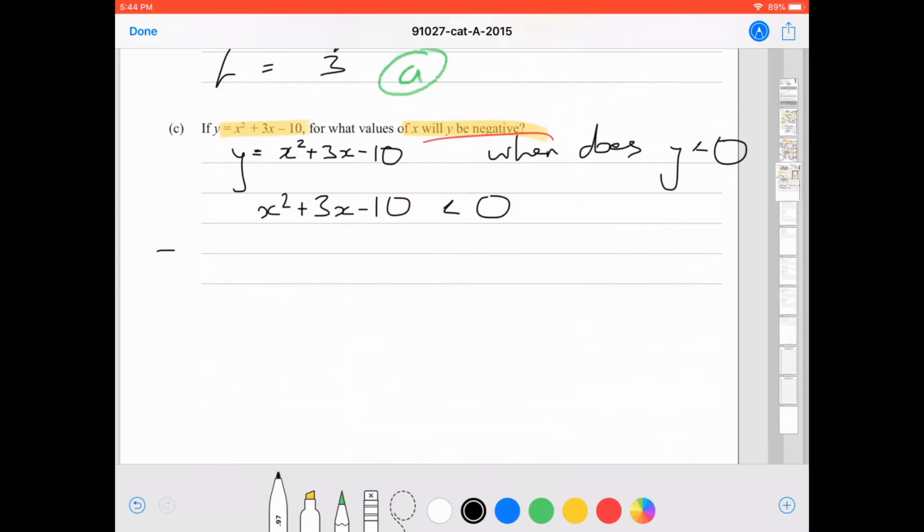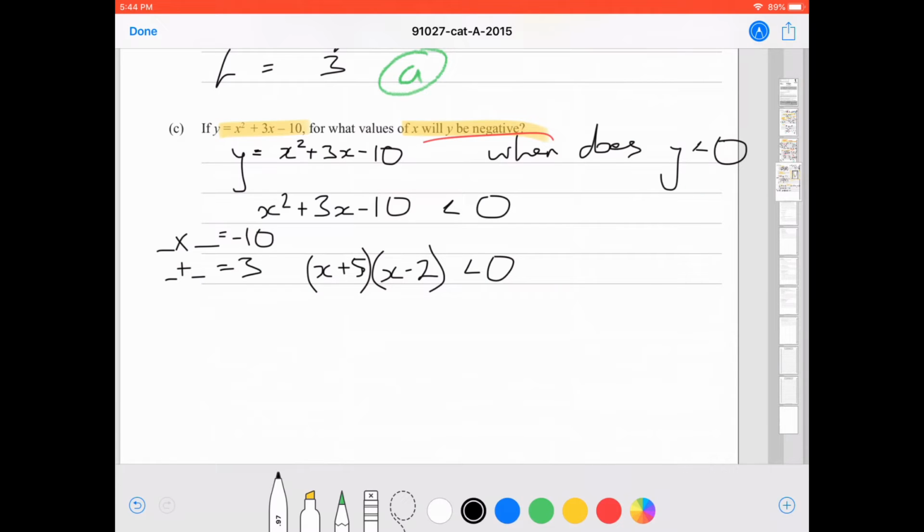Okay, let's go ahead and factorize this quadratic. Basically, we're looking for two numbers that multiply to minus 10 and add to positive 3. Those two numbers are positive 5 and minus 2. So we've got x plus 5 and x minus 2, and this is less than 0.